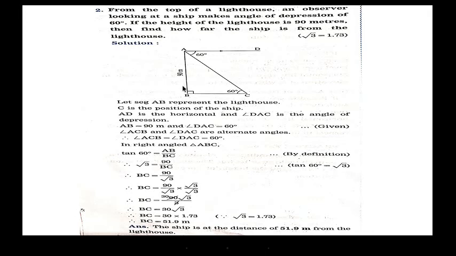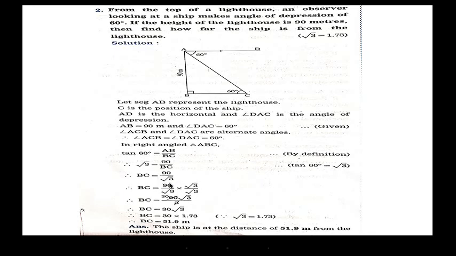The opposite side is given to us, 90 meters, and the adjacent side we have to find. So here also we can use tan of 60 degrees, tan of angle C. So tan of 60 degrees will be opposite upon adjacent. That is, tan 60 degrees will be AB upon BC. So tan 60 is root 3, AB is given 90, upon BC we have to find. So we cross multiply. So BC will be 90 upon root 3.